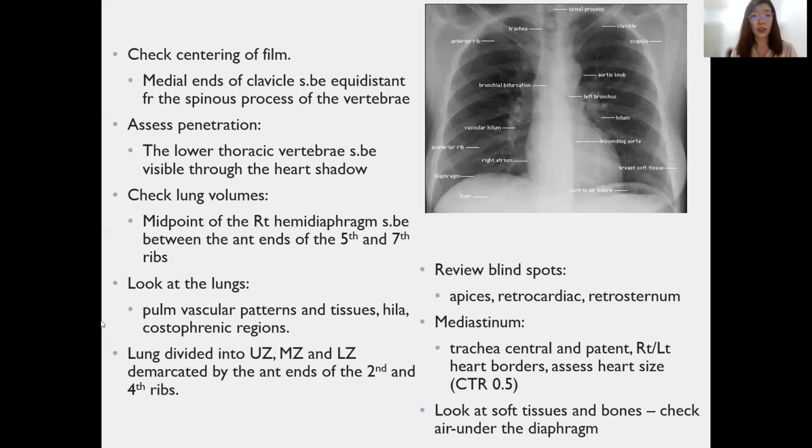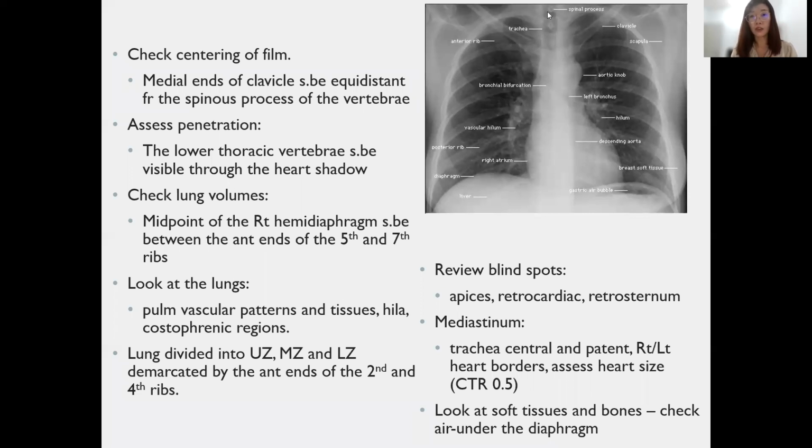Okay, next look at the pulmonary vascular pattern, including the hilar and then the costophrenic angle. The dividing zone, I will explain later. And then review the blind spots, which are always the important review areas. Look at the apices, specifically in case we miss some Pancoast tumor. Next, look at the retrocardiac region. And then next, look at the retrosternal area and the mediastinum here.